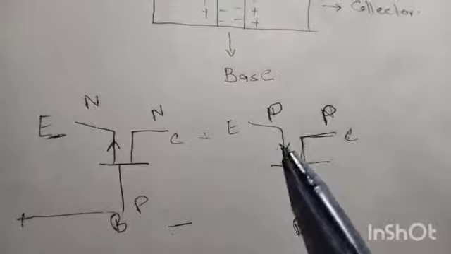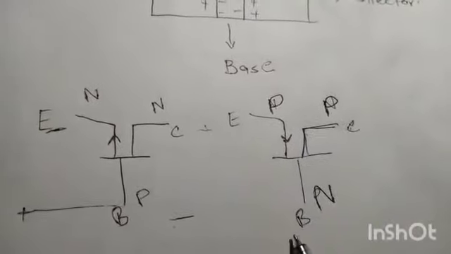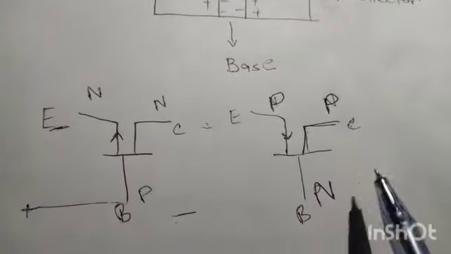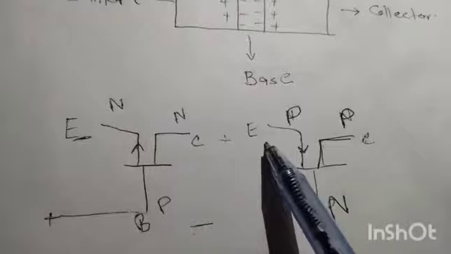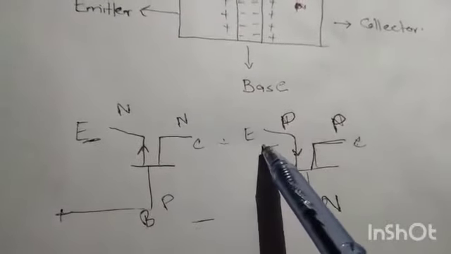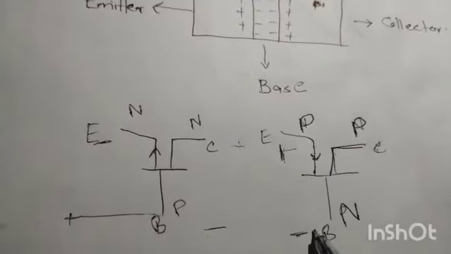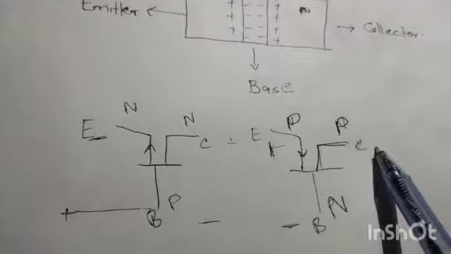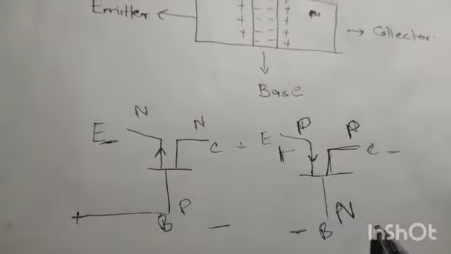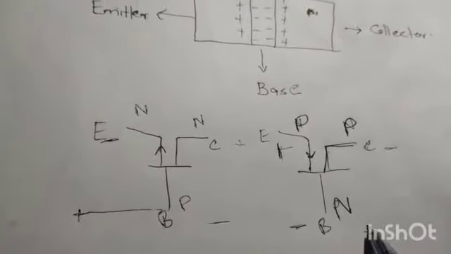In case of a PNP transistor, again we make the emitter-base junction forward biased and the collector-base junction reverse biased. By forward biased we mean that we connect this P with the positive terminal of the battery and N with the negative terminal of the battery. And collector-base junction is reverse biased, we mean that P is connected with negative and N is connected with positive.